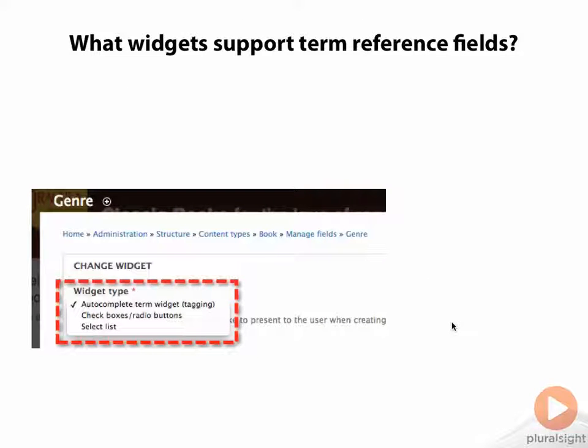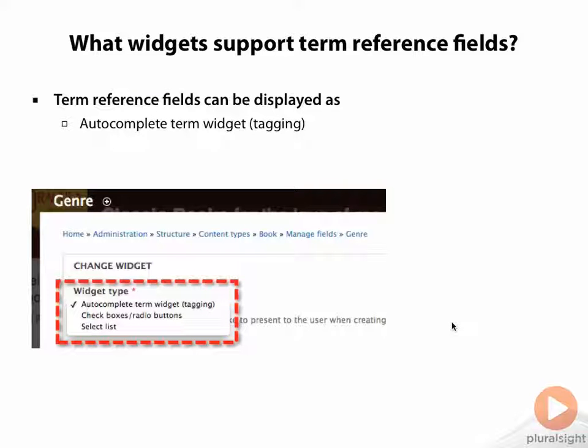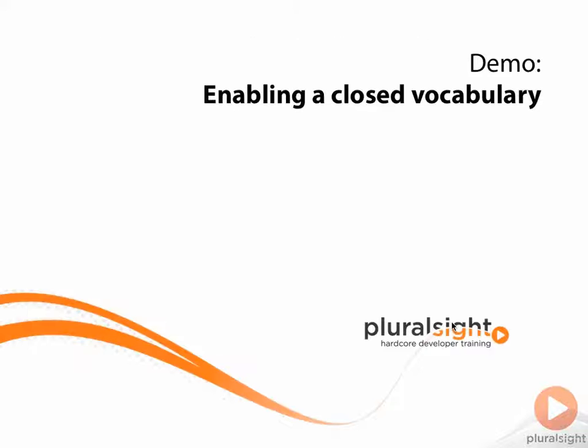Term reference fields support 3 different widgets. You can display these fields using an autocomplete term widget for an open-ended tagging-based approach, or you can present a closed vocabulary using checkboxes or radio buttons, or a select list. And as we've seen with other field types, the number of values settings will have an impact on how exactly those particular widgets are configured.